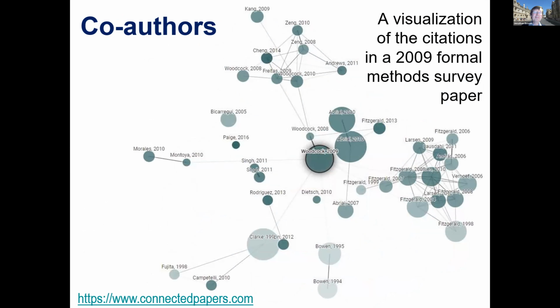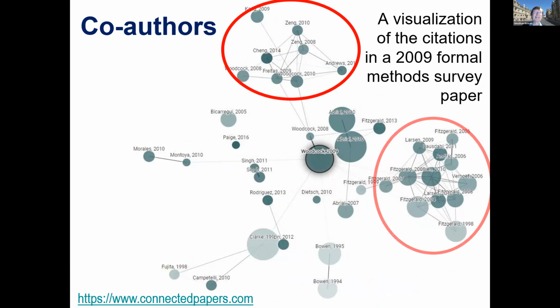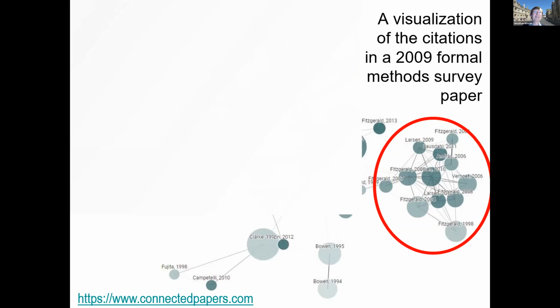If you go to connectedpapers.com, you can visualize all the references in a paper, so that can be quite interesting, especially in a survey paper. In this case, two of the co-authors, that's Jim Woodcock, I think those are all his colleagues who he's referenced in their little network of people who have collaborated together. And this is John Fitzgerald's little network, because he was another co-author. So you can see those were quite separate, but they've come together to do a survey paper, and that's good because they can bring together these different communities in formal methods.